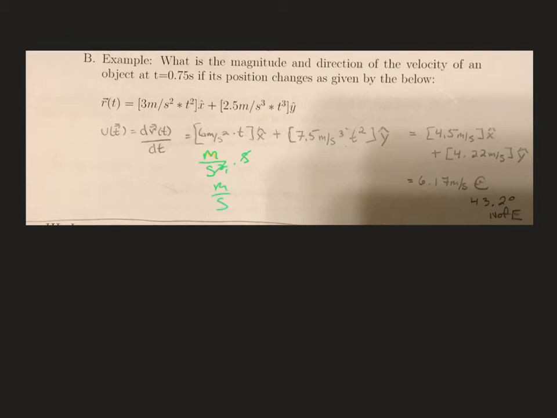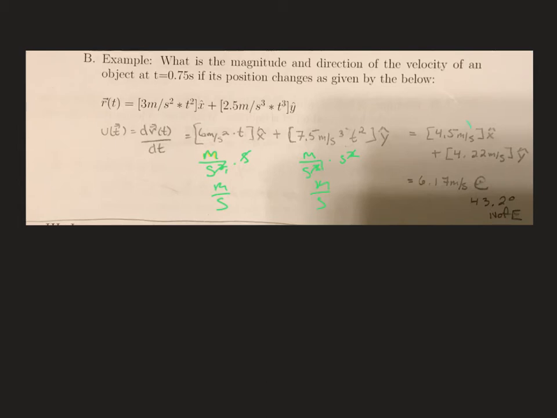And then for the y component, I plugged in the 0.75 seconds again and I get 4.22 meters per second. So notice the units do once again work themselves out. So we have meters per second cubed times seconds squared, because we have to square the time for this term. So this 2 cancels out, this becomes a 1, and we're left with meters per second.